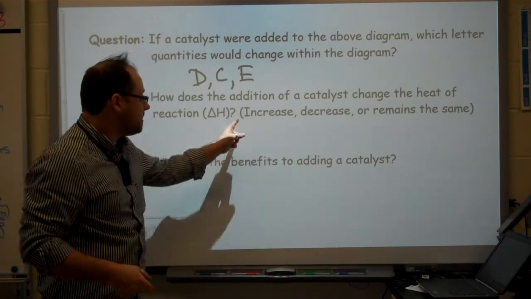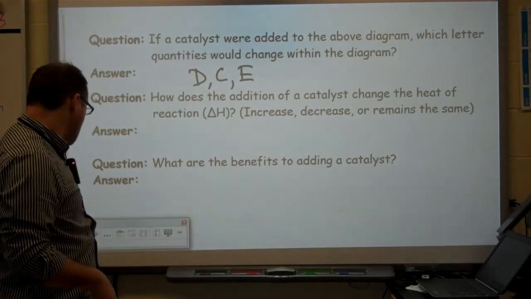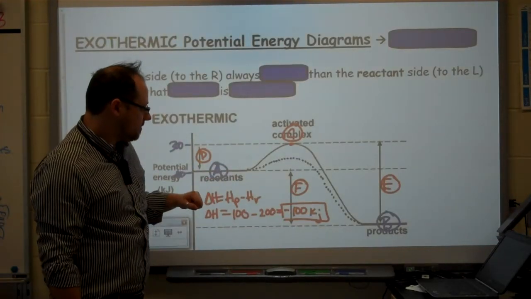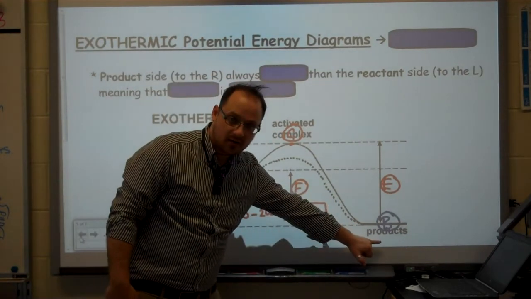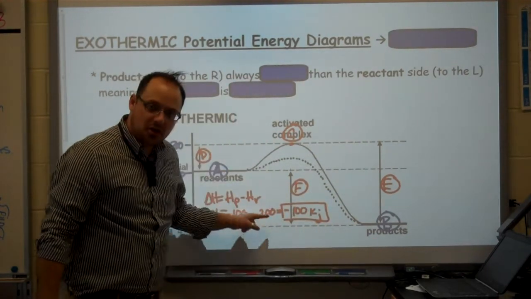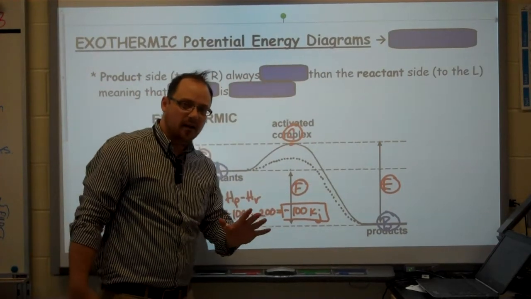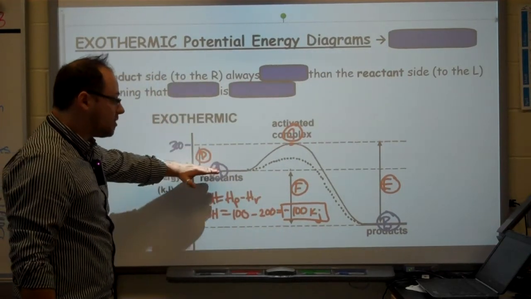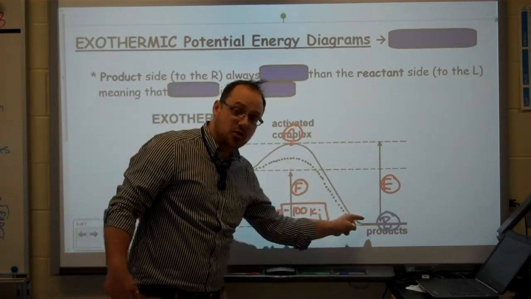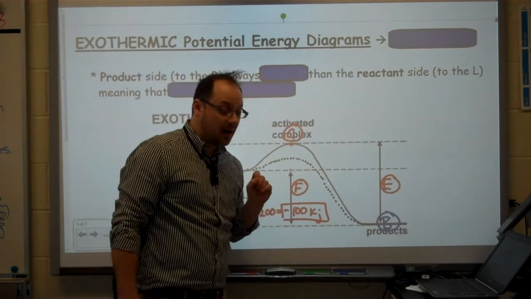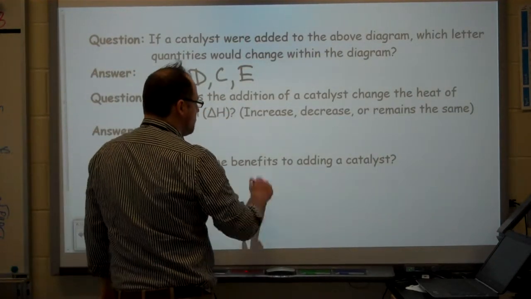How does the addition of a catalyst change the heat of the reaction? The overall delta H, does it increase it, decrease it, or does it remain the same? Let's look back at our picture. Delta H is the difference between the reactants and the products. That didn't actually change. So delta H does not get affected by the presence of a catalyst. Your starting position and your ending position doesn't change. The route by which you get from there to there does. So a catalyst does not change delta H.